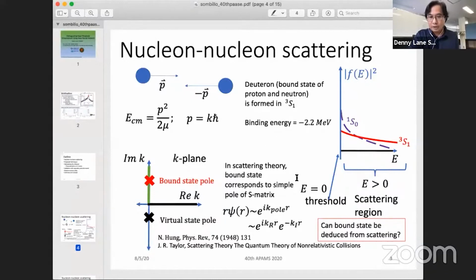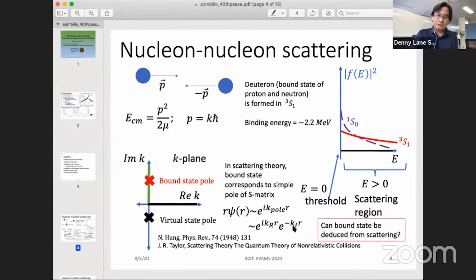Now in scattering theory, a bound state such as the deuteron corresponds to a simple pole of the S matrix, that is, a singularity of the S matrix. When we talk about the S matrix, you can think of this as the coefficient of the outgoing wave. At the pole, the dominant contribution to your wave function comes from this outgoing wave. Since it is a pole, the effective momentum here can be replaced by the pole value. Here I split that into real part and imaginary part.